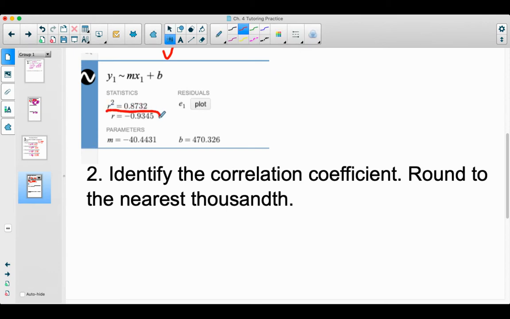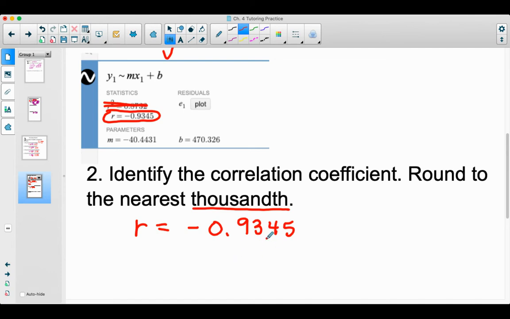And if you guys recall in class, I said we will never use R squared. So you want to ignore the R squared. But R, it tells me, is negative 0.9345. And it says round to the nearest thousandth. And a lot of students are missing their big ideas assignments, missing the question, not getting it correctly because they're not paying attention to the rounding.